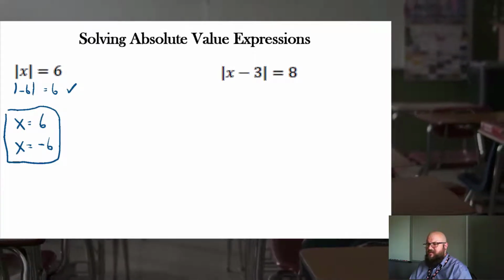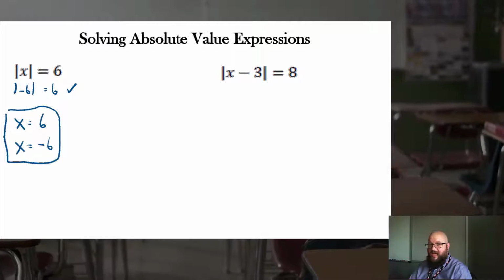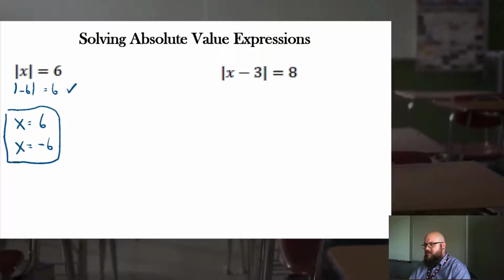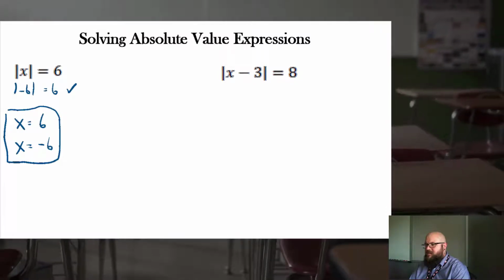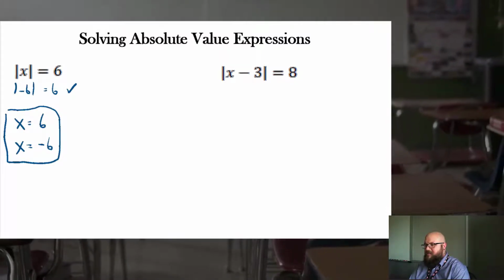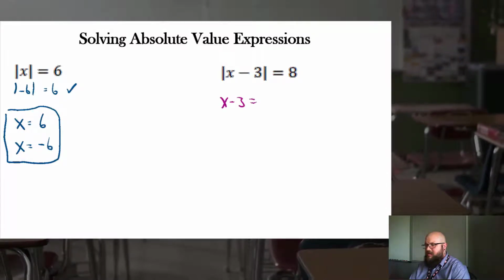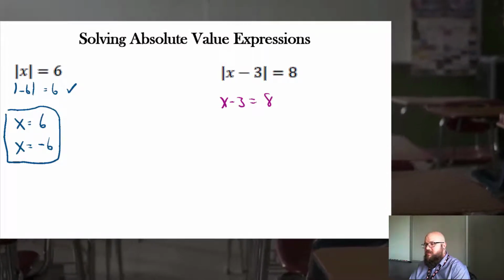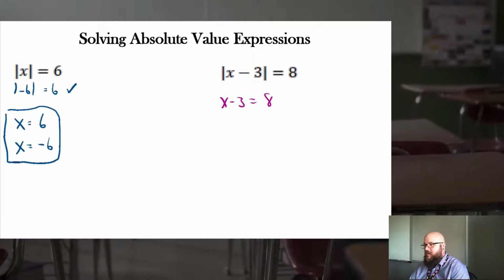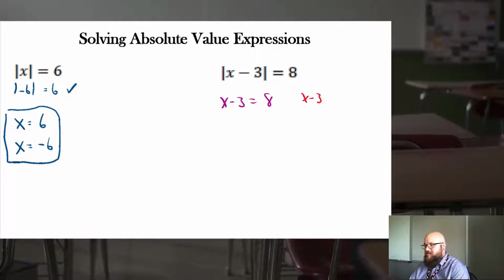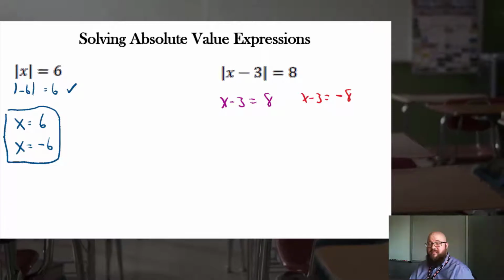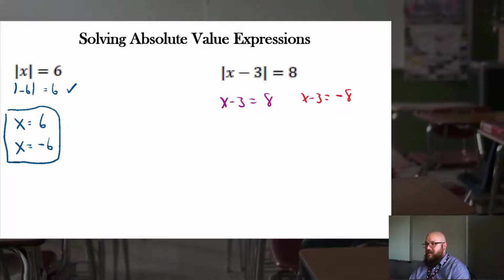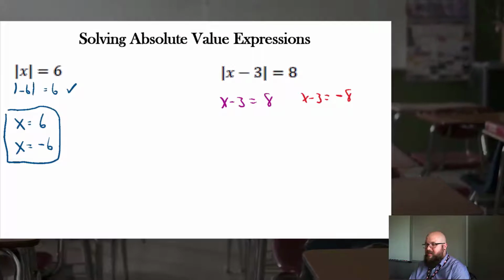So let's look at this and see if we do anything different when we have something else inside the absolute value sign. We have absolute value of x minus 3 equals 8. Well, in this case, all you have to do is make x minus 3 equals 8, but then you also rewrite it to where x minus 3 equals negative 8. You just need to write it to where it equals a positive and a negative value, because either one of these answers would work inside of this absolute value sign, and we'll show you.